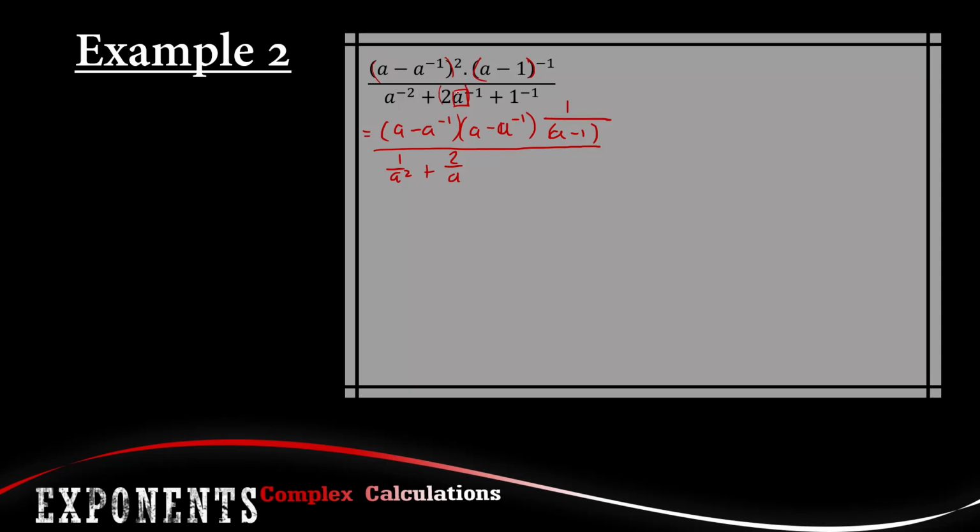If this had a bracket here, 2a as a whole would have gone down, but because it's 2 times a to the power of negative 1, only the a goes down, plus 1 over 1.